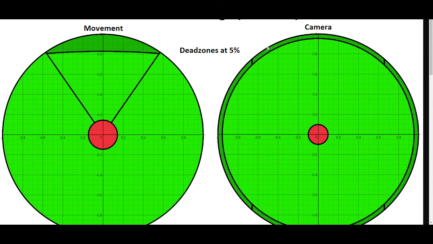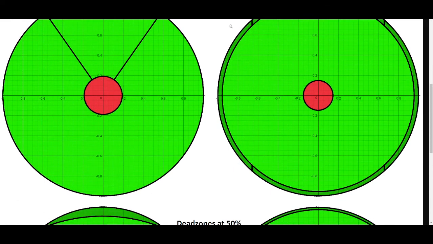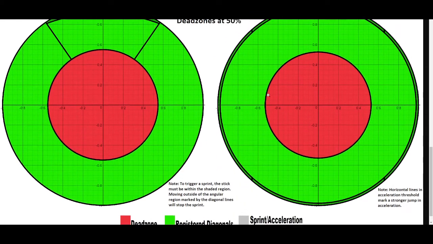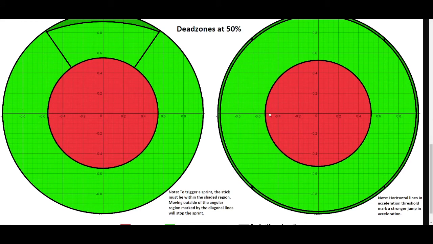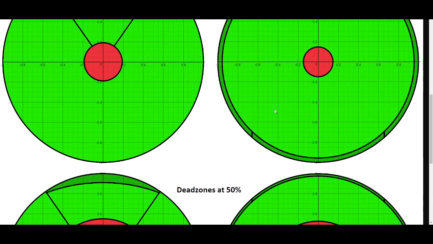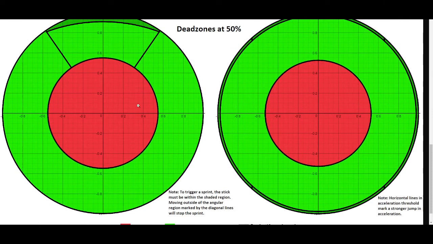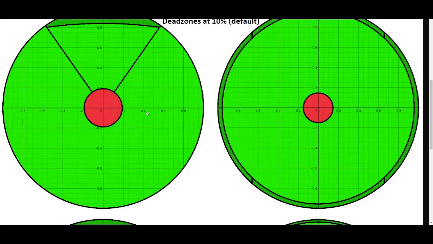So the dead zones in Rainbow Six Siege are inaccurate to the option value. So at 5%, the camera is about 10%, and the movement dead zone is about 15%. So they're both wrong. The movement is just larger, and they scale weird. So at 50%, the camera dead zone gets more accurate. It's still above 50%, but it's more accurate than it was at the smallest value, and that's the same here as well. You can see that it's about 55% for the movement.